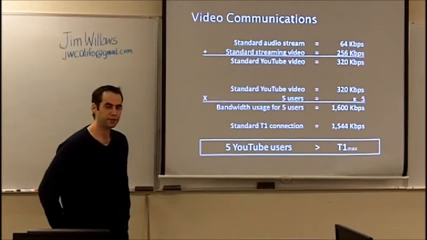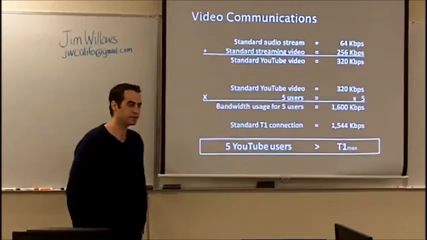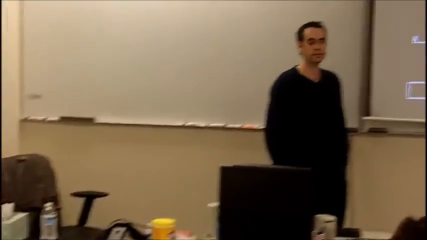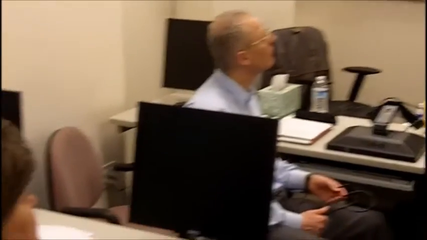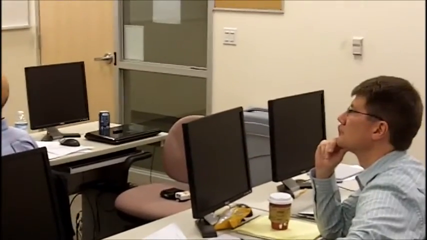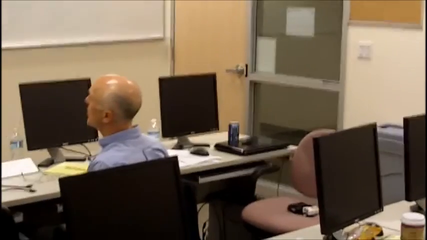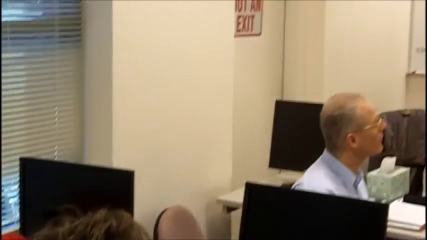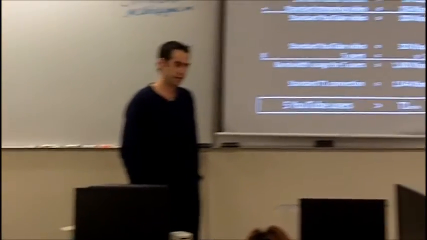I'll talk a little bit about video communications. They're important mostly to know that streaming video takes up a lot of bandwidth. A standard audio stream like voice over IP or even analog telephone uses up about 64 kbps, that's kilobits per second. That's 64,000 ones and zeros, by the way. A standard streaming video portion uses up about 256 kbps, and that's not a very high quality video. So a standard YouTube video takes up about 320 kilobits per second.